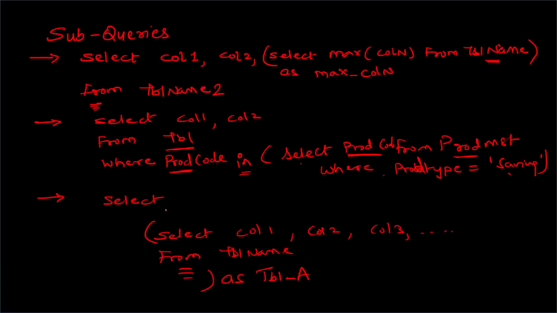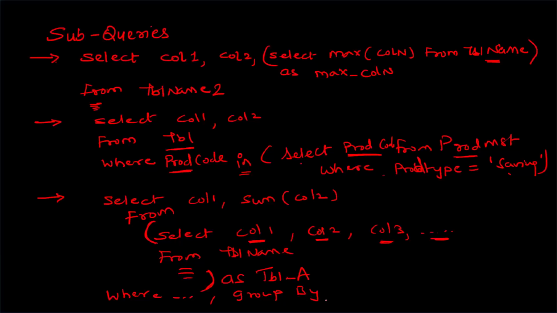Now you write the query, select column 1. You can select only those things which are here. Or you can write some summarization function, sum column 2, like this also, from. Now this part becomes your table. And then you write your where, group by. This is the third commonly used approach of using a subquery.